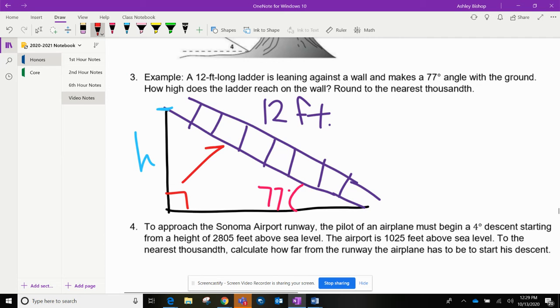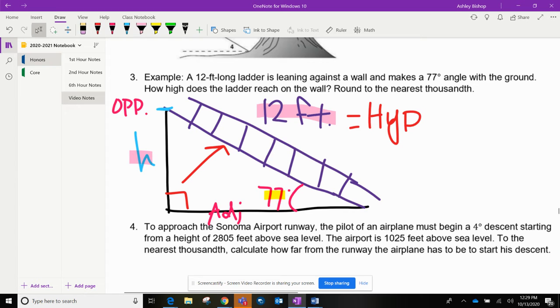And label your three sides. This is directly related to target A and what we did for your quiz. 12 is my hypotenuse. My reference angle is the 77 degrees right here. So my opposite side is over here, and my adjacent is down here. Now, what two pieces of information do I have? I have my opposite side, and I have my hypotenuse.